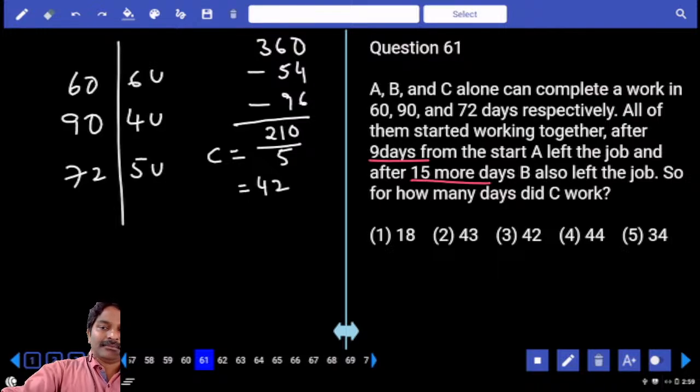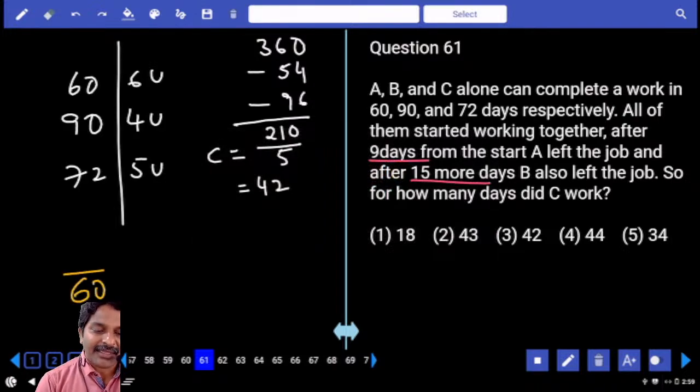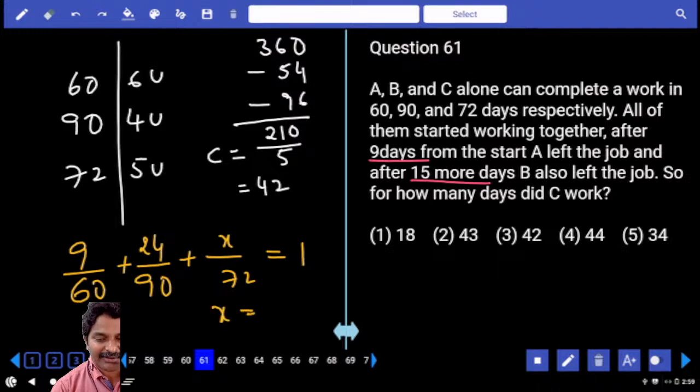Okay? This can be done like this also. In case you find trouble in calculating LCM, then you can do one more thing. 1 day work of A, 1 day work of B, 1 day work of C. A worked for 9 days, so 9 days work of A. B worked for 24 days, so 24 by 90 days work done by B. C is working for X number of days, let's assume. All together worked and completed the work, which is equal to 1. Simplify it, you will get the X value directly. This is another way.